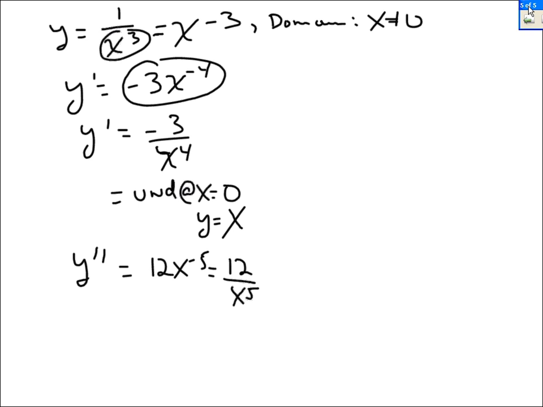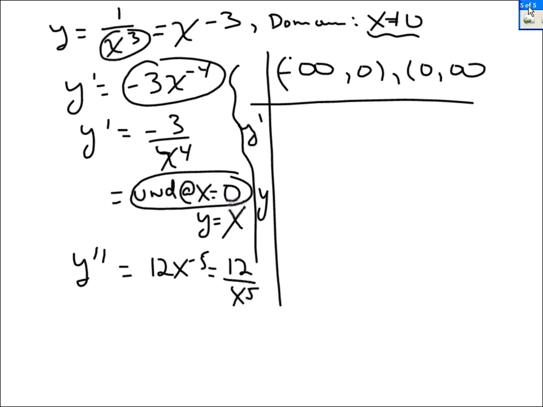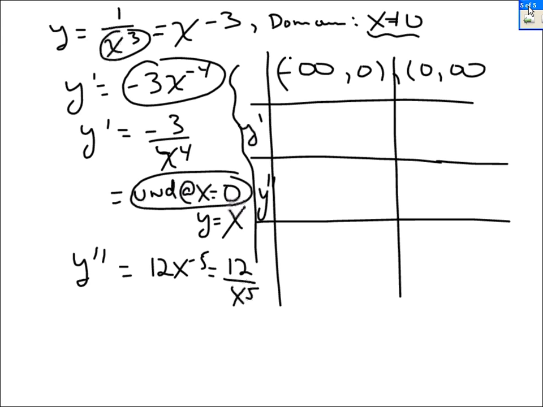Okay. And that's never 0. So what we do is we go from negative infinity to positive infinity. We have to stop off at 0, and any other x value that either made the first derivative undefined or 0. Same for the second derivative. And that only happened at 0 anyways. So we go from negative infinity to 0, 0 to infinity. And we look at the sign of y prime and the sign of y double prime in each of these intervals.